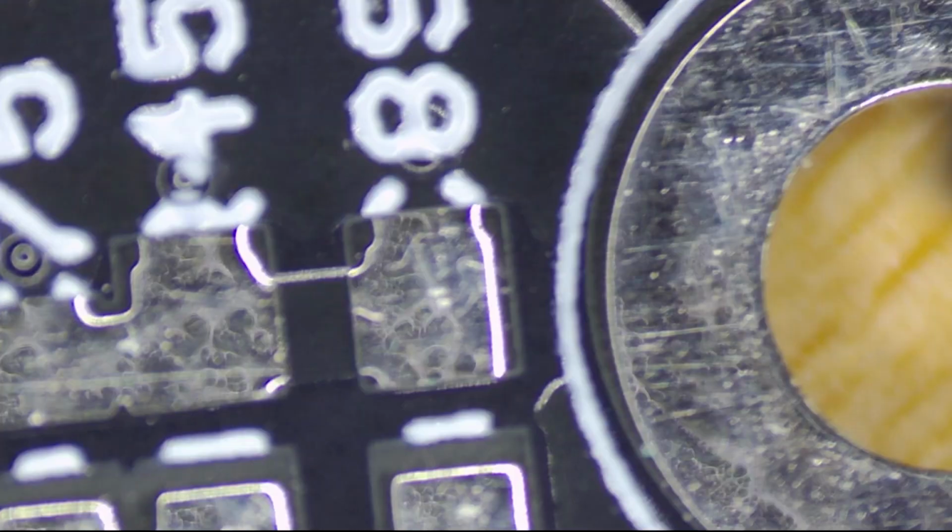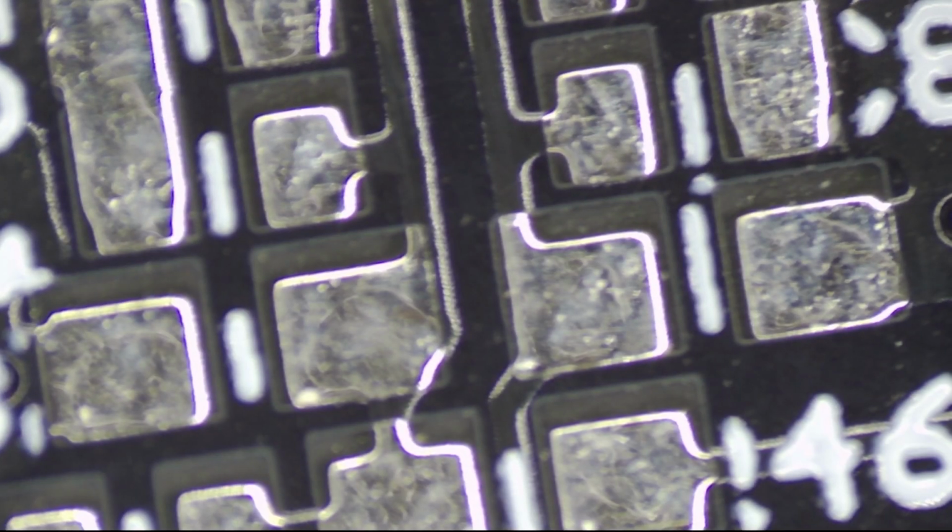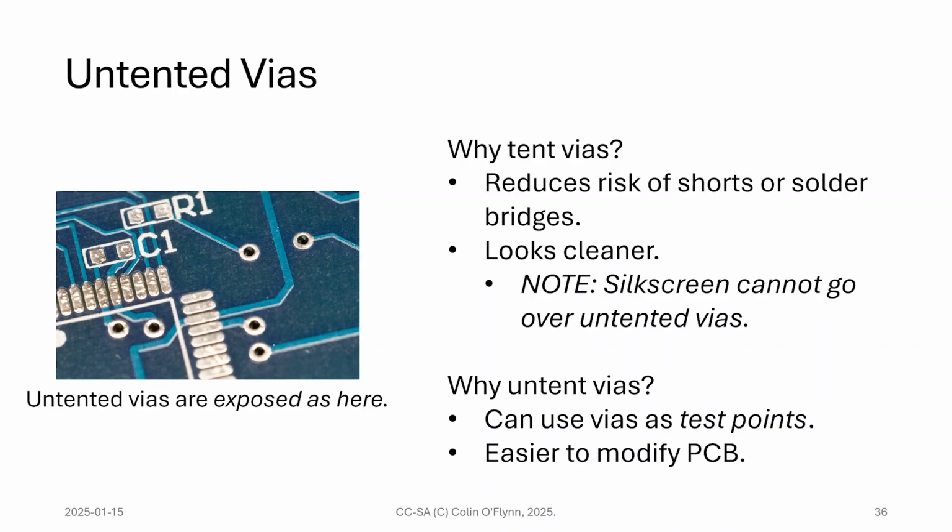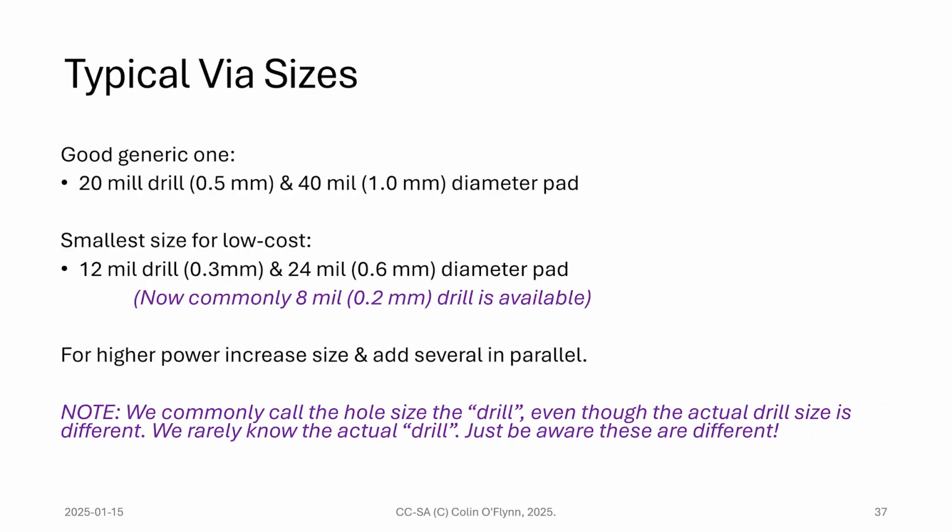As I said, this was a lazy board. This 8 here, for example, is directly overlapping a via. You'd never know there's a via under there. So you might not want to tent them, so that you have nice pads exposed. You can use them as test points. And as we'll discuss in part 4, it's a bit easier to modify the PCB if you do that.